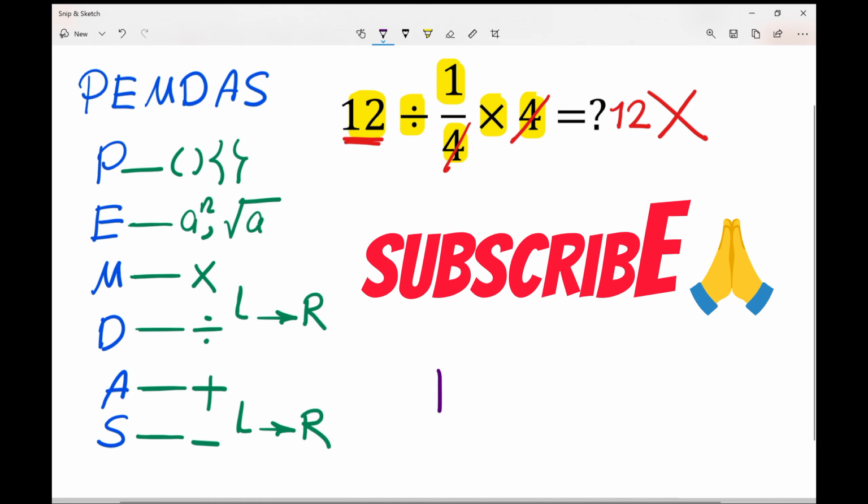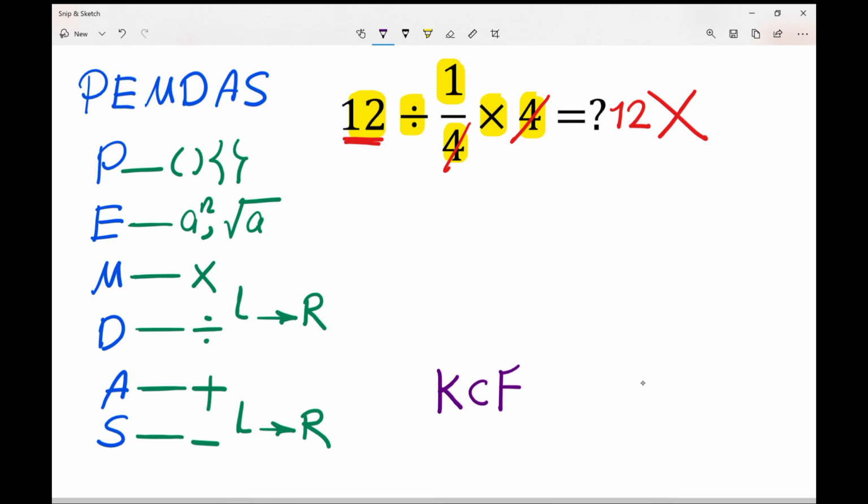Alright guys, let's get into the KCF rule. What do these three letters stand for? K stands for keep, C stands for change, F stands for flip. This rule is specifically for when you want to divide a number by a fraction. Here's how it works. Keep. You keep the first number as it is. Change. You change the division sign to multiplication. Flip. You flip the second fraction.